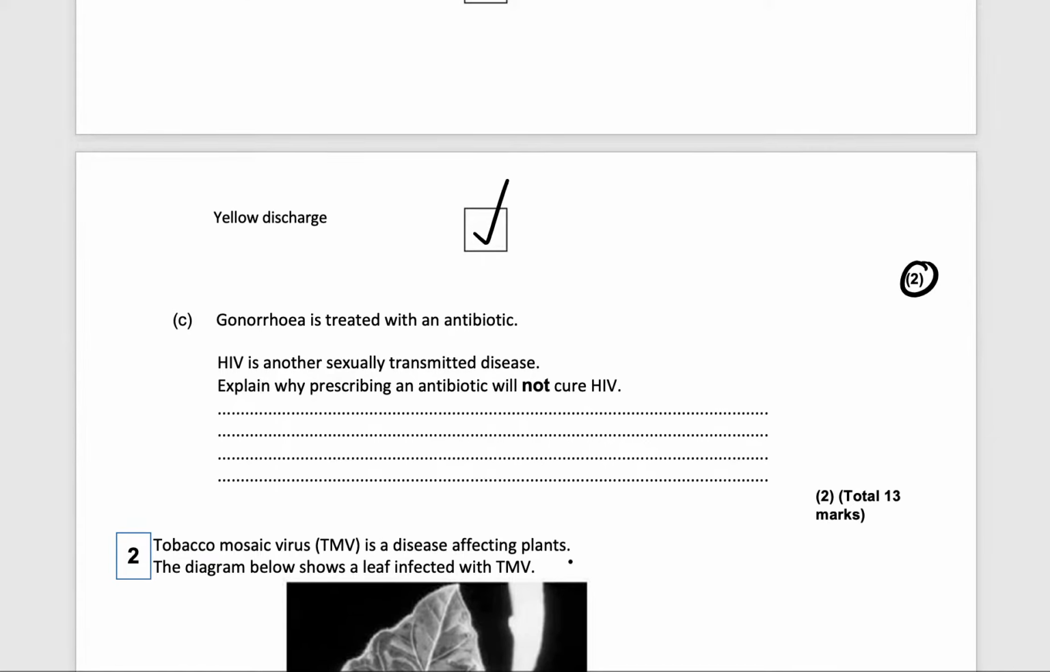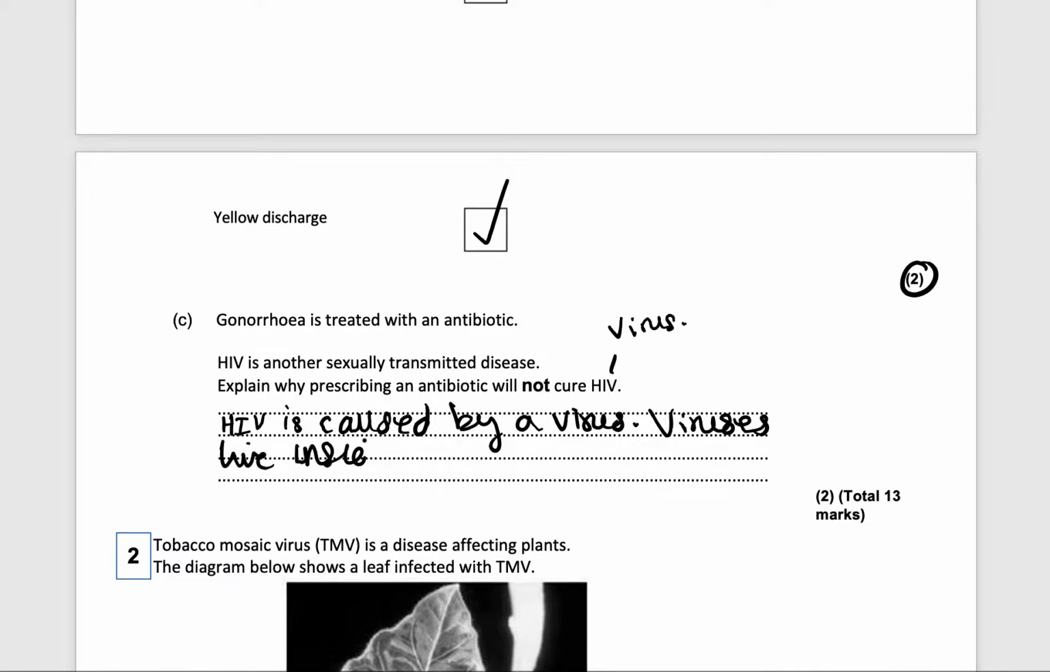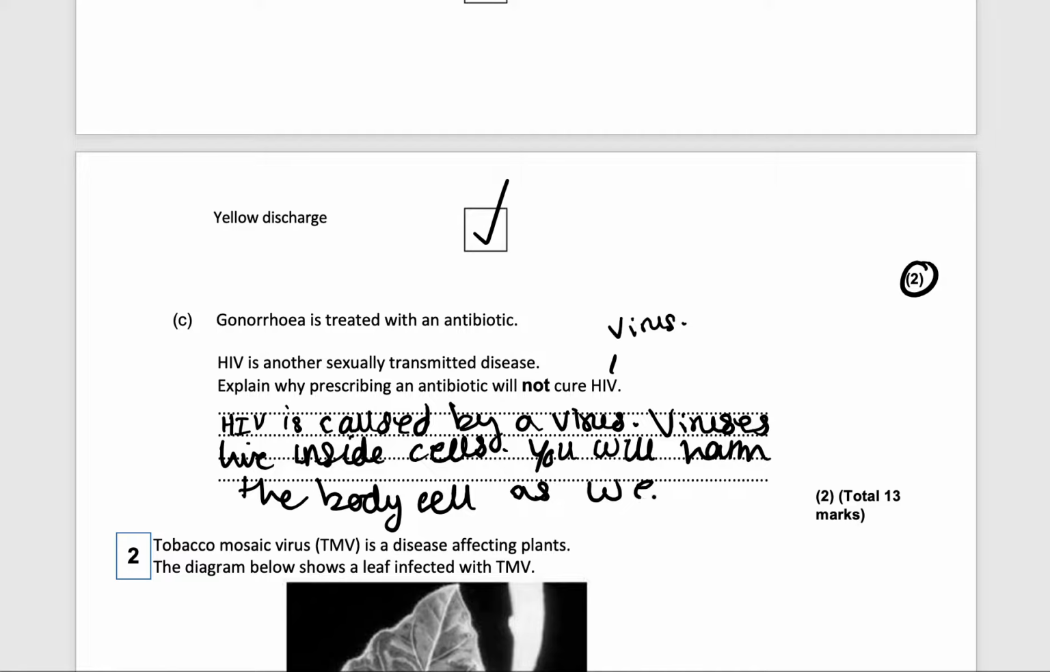Next question. Gonorrhea is treated with an antibiotic. HIV is another sexually transmitted disease. Explain why prescribing an antibiotic will not cure HIV. And this one's worth 2 marks. So you need to give a point and explain it. So prescribing an antibiotic. Remember, HIV is caused by a virus, and that was your point. So HIV is caused by a virus. These live inside cells. So you wouldn't be able to treat the virus without also harming the cell itself. So you will harm the cell as well. And that will get you 2 marks there.